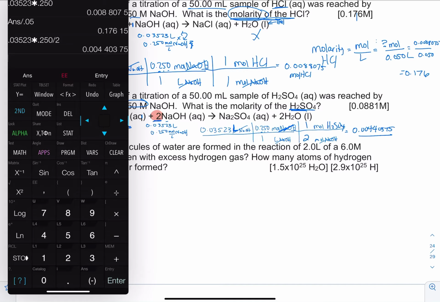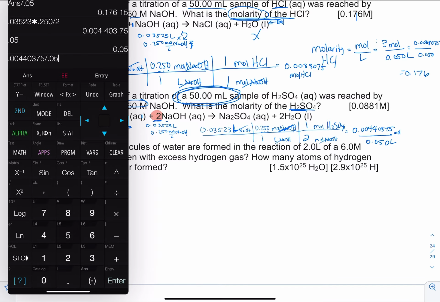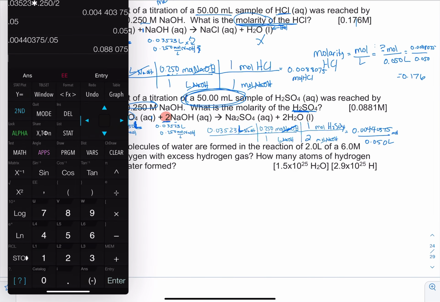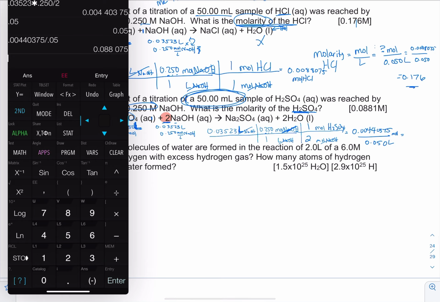And then at the beginning, it gave us how many, convert that into liters, 0.050 liters. That gives me my moles per liter, and I'm going to divide it by 0.05. 0.00440375 divided by 0.05. And so I don't know if you're seeing this, but that's half of this number, which makes sense because of the 2 coefficient, 0.0881.